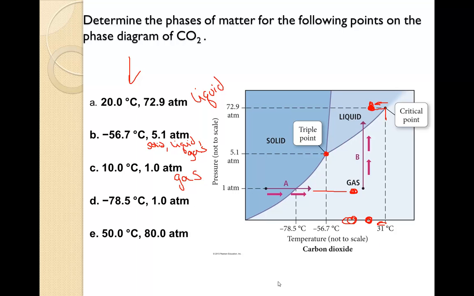Negative 78.5 and 1 atmosphere. That's going to be right on the line. That means the solid and the gas will exist at the same time. And then finally, 50 degrees and 80 atmospheres. It's going to be up here somewhere. It's past that vapor pressure line. So that means that's going to be our supercritical fluid. And that's how you use a phase diagram.